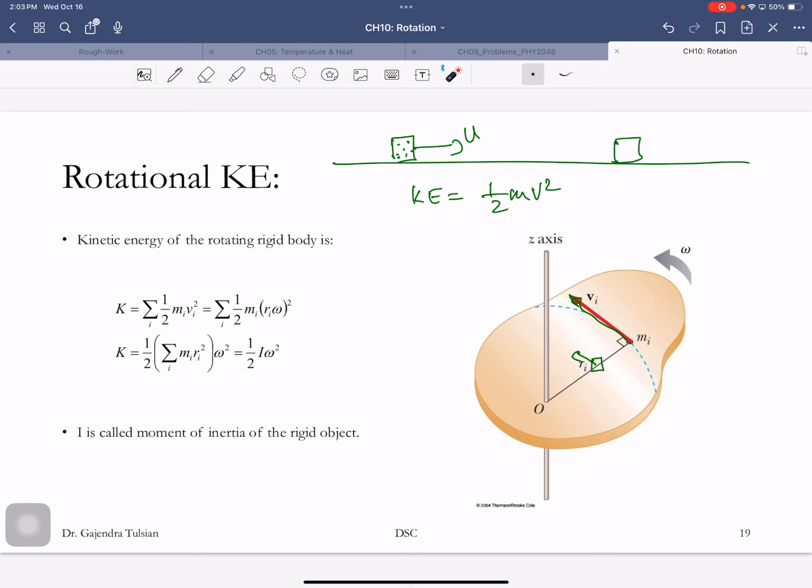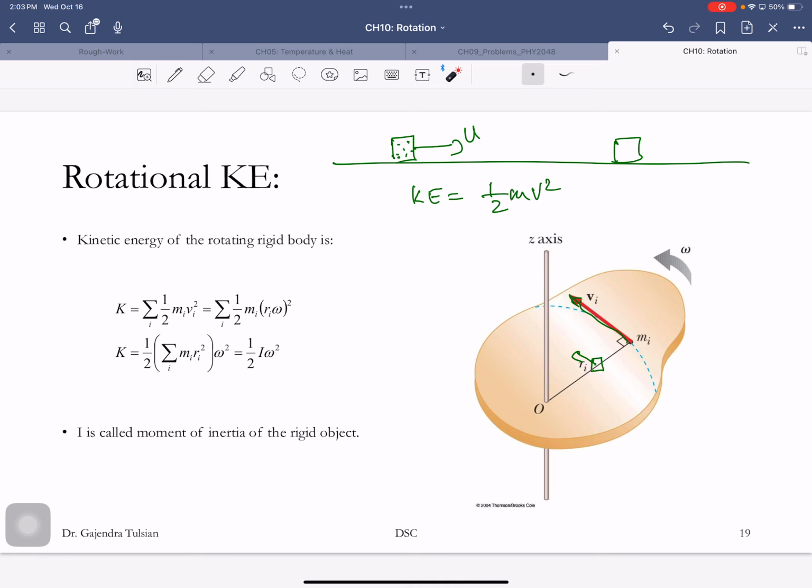Well, you use your calculus knowledge. You break it up into little pieces. The kinetic energy of this whole thing is the kinetic energy of this piece plus the kinetic energy of this piece, and so on. That's what's written here: the kinetic energy of each little piece, 1/2 m v squared. Now, the velocity of each little piece is how far you are from the axis of rotation times omega, the angular velocity. The angular velocity is the same for every piece.